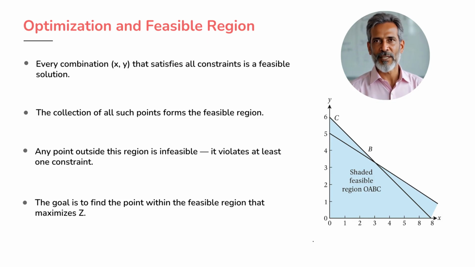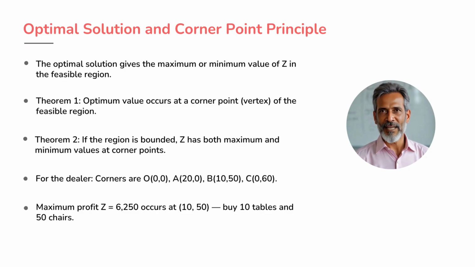Now that we have the equations, let's visualize the solution. If we plot each constraint, 5x plus y equals 100, x plus y equals 60, x equals 0, and y equals 0, we get a region on the graph where all these conditions overlap. This overlapping area is called the feasible region. It represents all possible combinations of tables and chairs that satisfy every condition. Every point inside this region, and on its boundary, is a feasible solution. Any point outside is infeasible, meaning it violates one or more constraints. Our goal is to find the point in this feasible region that gives the maximum profit, that is, the maximum value of z.